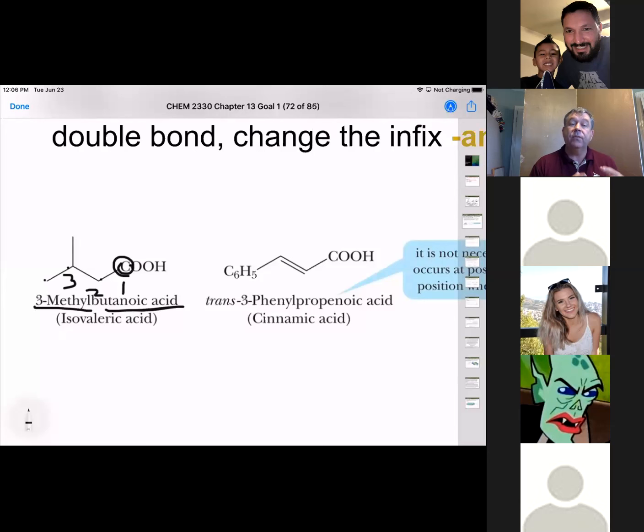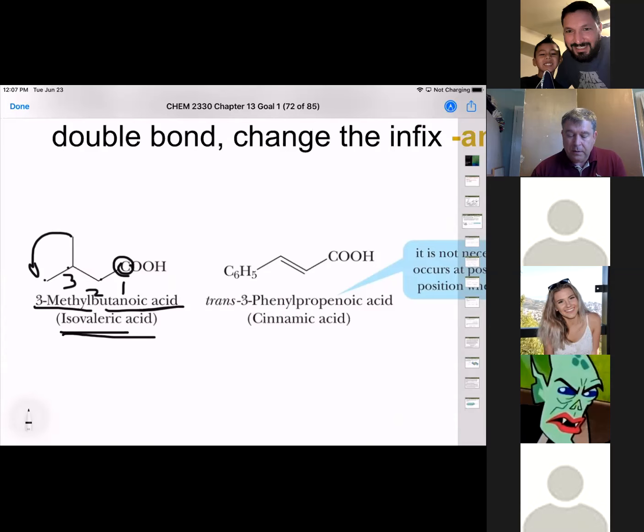This particular acid is fairly small and common, so we actually have a common name for it as well. It is called isovaleric acid. Valeric acid would have the methyl group over here. Valeric acid turns out to be a smelly compound. It's found in a very stinky plant material, not Vallisneria, the same material you get valerian root from, and valerian root is also used as a natural sleep aid for some people.